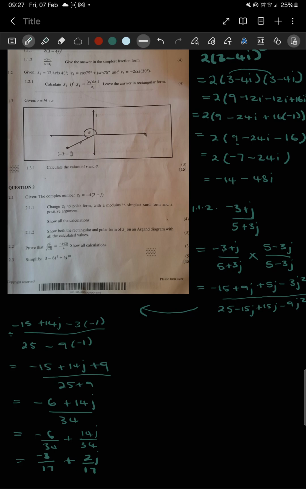All right, there you go. Practice makes perfect. In the next lesson, I'll continue with 1.2 and 1.3.